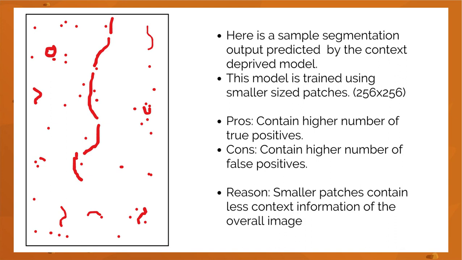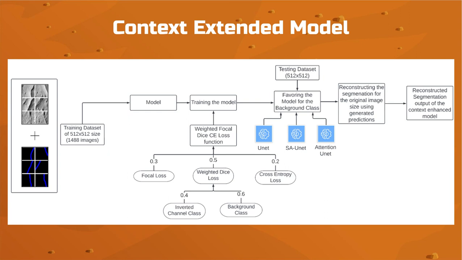Now it is time to look into how we implemented the context-extended model. For the context-extended ensemble model, we trained UNet, SA-UNet, and Attention UNet models using a customized loss function named Weighted Focal Dice Cross-Entropy Loss Function. The final segmentation output was produced by taking the probability voting of the outputs of the three models and stitching the patches together. Now let us look at a sample animated output of a context-extended model for the same satellite image.